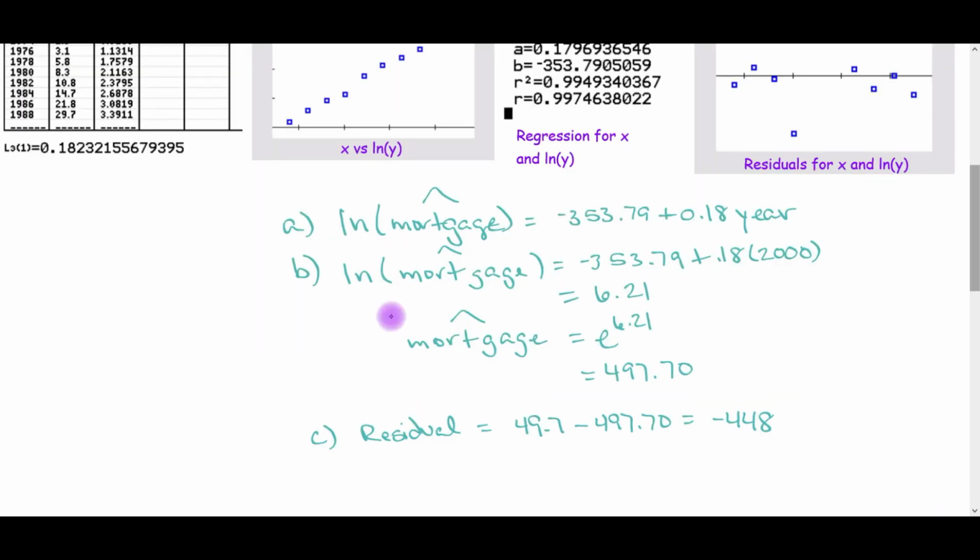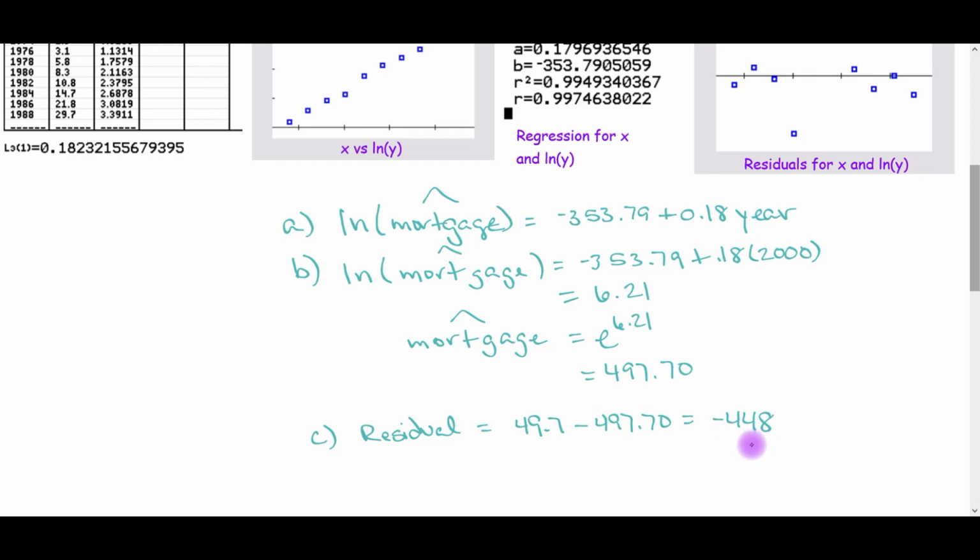Question also asked us to predict the mortgages value that would happen in the year 2000. So remember, with the natural log in there, I'm going to plug in the 2000, and we'll end up with the value of 497.70. I assume that's in millions of dollars, but I forgot to put that in the problem. I apologize. Part C also asks us to find the residual, and it said the actual value was 49.7. So doing actual minus predicted, we get a residual of negative 448.